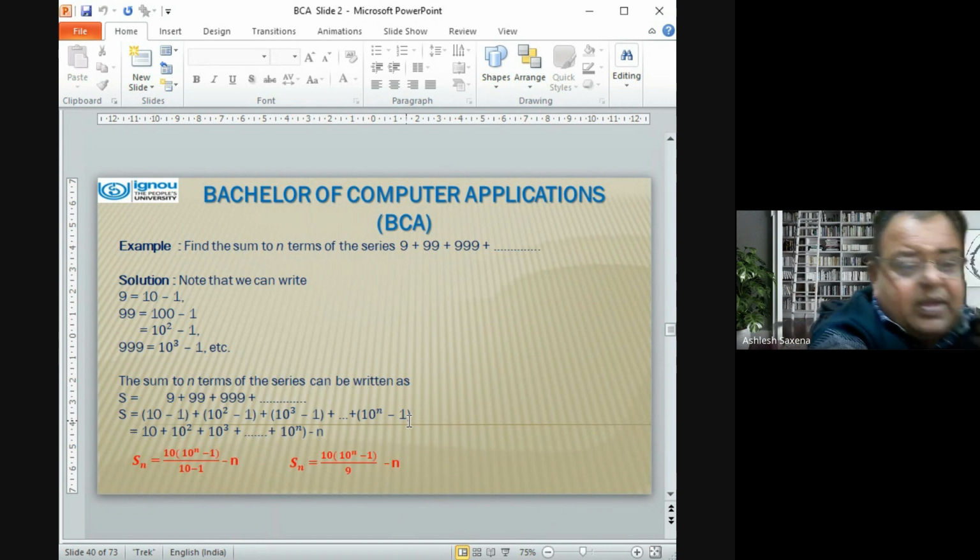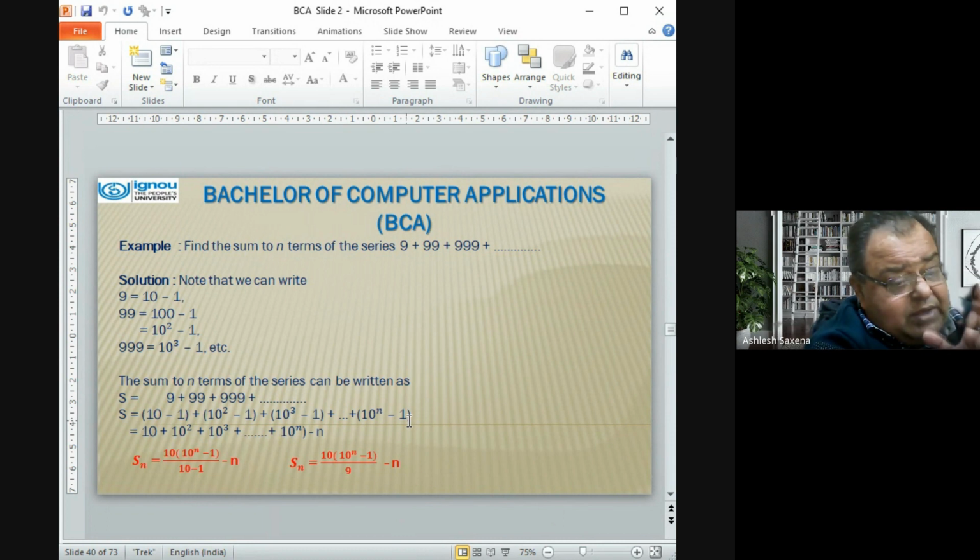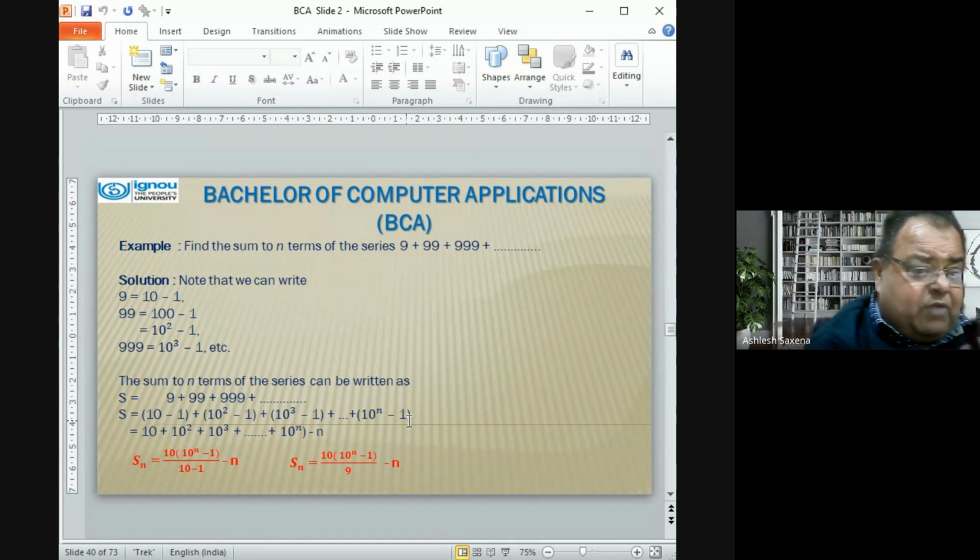What I'm doing? If you open this, remove this bracket, what will you get? 10 plus 10 square plus 10 cube plus dot dot dot till 10 to the power n, minus 1. Minus 1 will be for n times. Now, in the first part, what you can see? This is a case of GP. Your first term is 10. Your second term is 100 by 10, that is 10. And your third term is 1000 by 100, that is again 10. That means this is a case of GP.